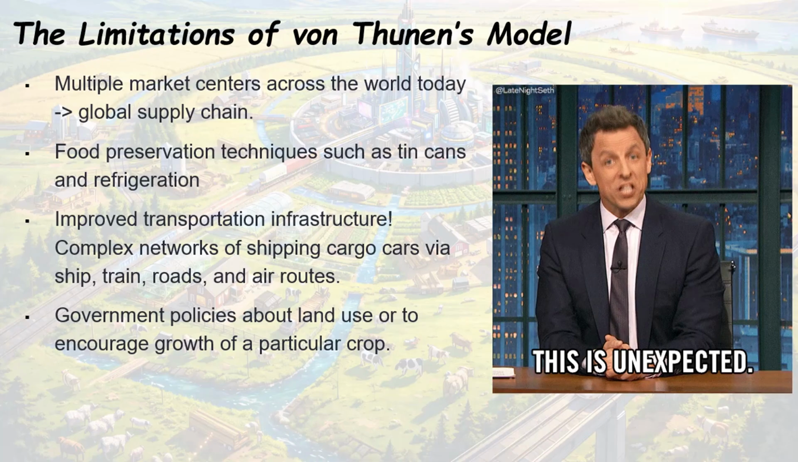So the model is still iconic for explaining bid rent theory, transportation costs, perishability, and why distance matters. But the modern world said plot twist. Globalization, preservation tech, infrastructure, and policy all bend the rules. Now next, we are going to see how even the physical landscape itself refuses to cooperate with those perfect little circles.